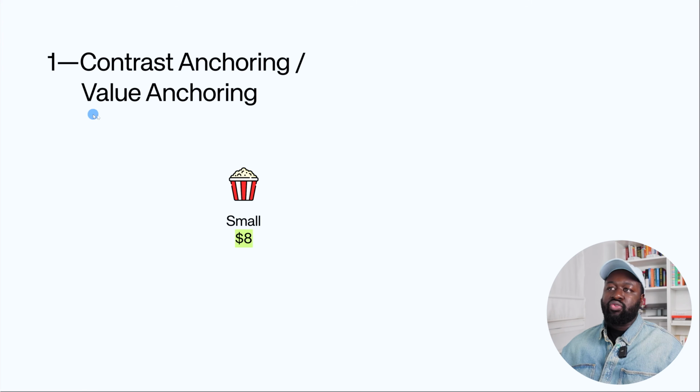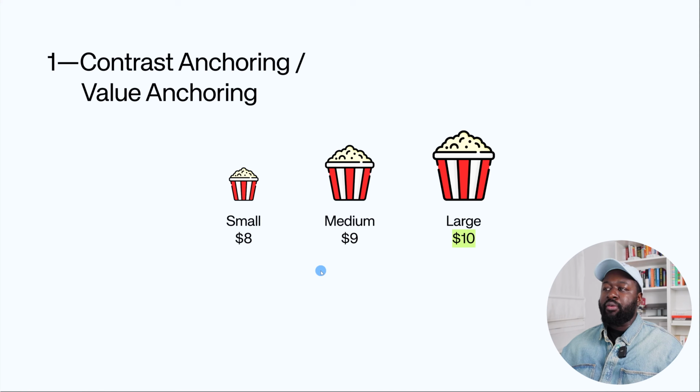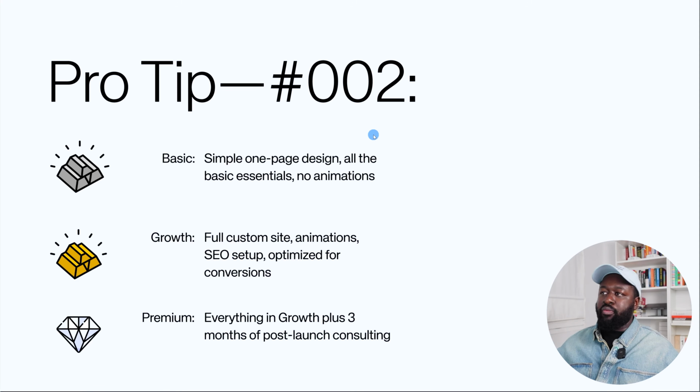So in this case, for contrast or value anchoring, it's always best to have 3 options and make the largest one the best value. If you want to apply contrast or value anchoring in your freelance business, you have to make sure that the most valuable package is the premium one, okay? But then the price difference between these 3 should be very small.